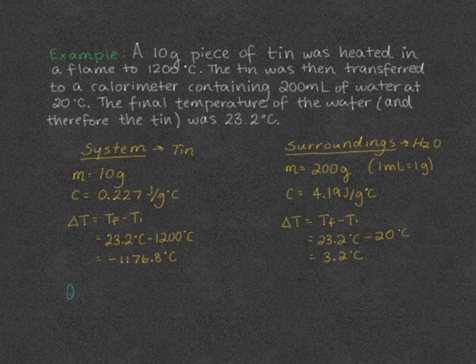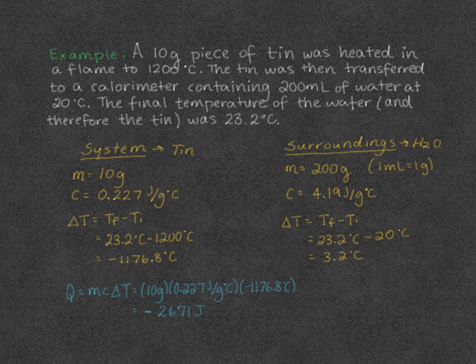If we calculate our Q for tin, mcΔT, we have 10 grams times 0.227 joules per gram degrees Celsius times negative 1176.8 degrees Celsius. And we find that the heat, or the energy change, for tin was negative 2,671 joules. So tin got colder, it lost energy.